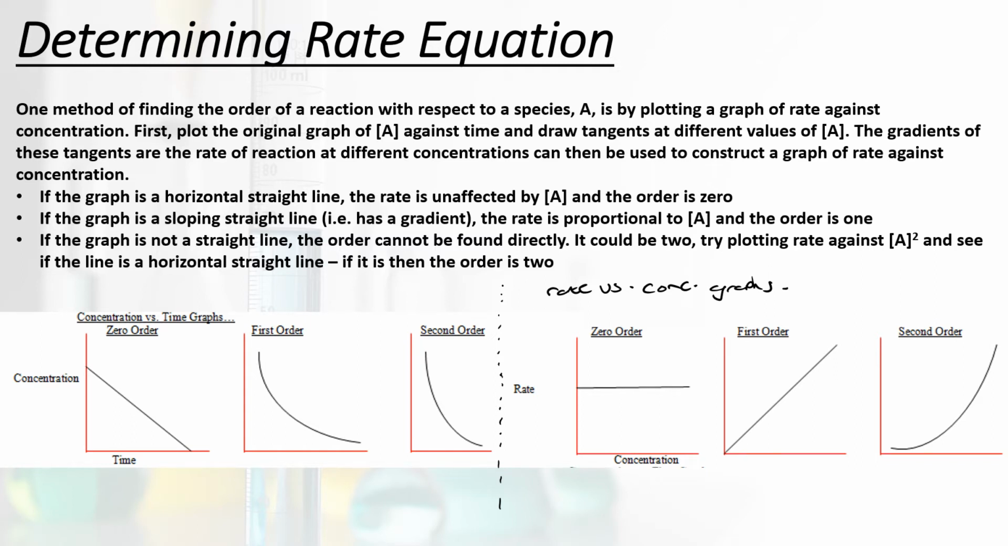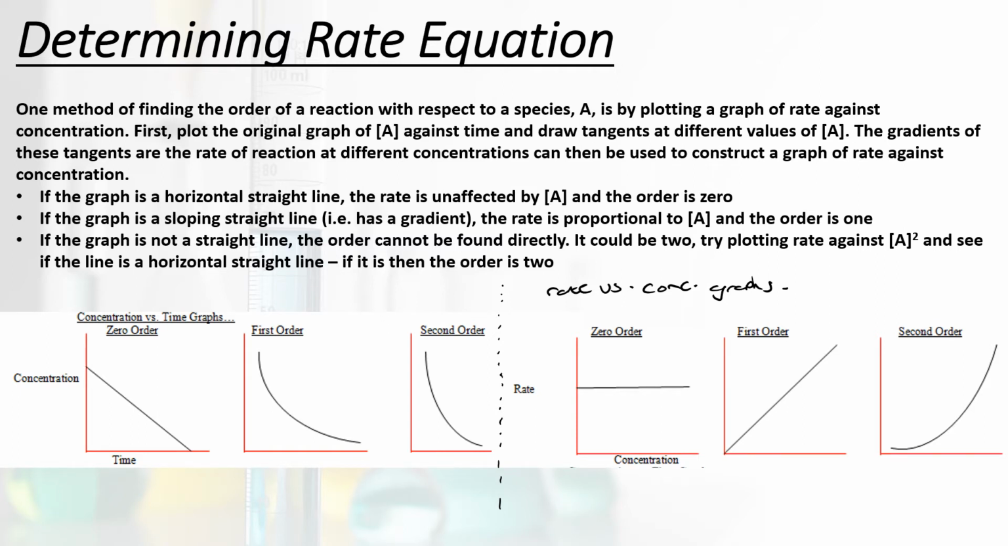Now, if that rate versus concentration is a horizontal straight line, the rate is unaffected by the concentration of A, and hence the order is 0. So that first example down there on the right, we have our rate concentration graph. If it's a straight line, what that's telling you is that the rate is unaffected by the concentration of A. The rate is constant, and therefore it must be a zero order reaction.